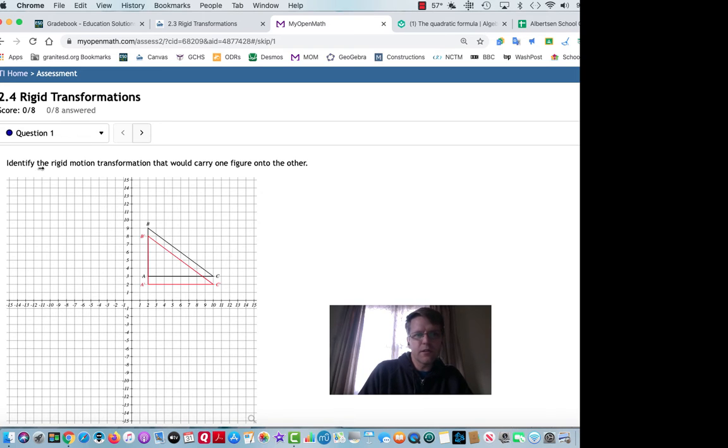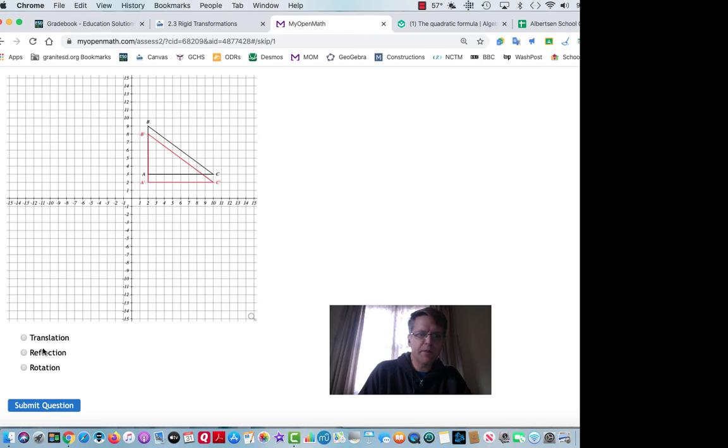So let's look at this first one. Identify the rigid motion transformation that would carry one figure onto the other. So if I scroll down, my options are translation, reflection, or rotation. Translation is moving around side to side or up and down. And that's what this is. This is just a slide. It slid a little bit.